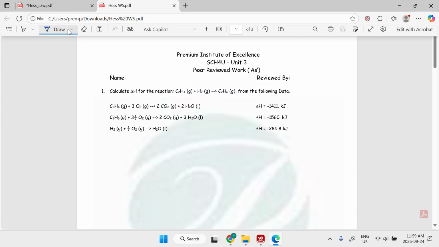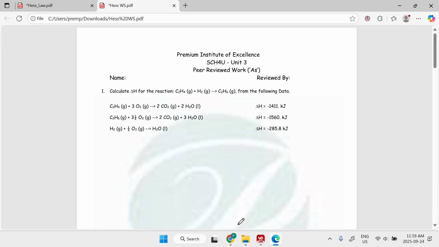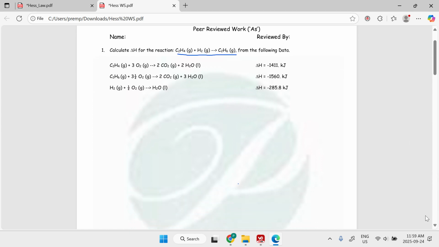I will take an example from here. So let's take an example. Say we want to find delta H for this reaction. In this case, the strategy is that these are the three reactions that you have to use. So you need to look for where the reactants are. The reactants are this and this, and you have to look for where these reactants are here.